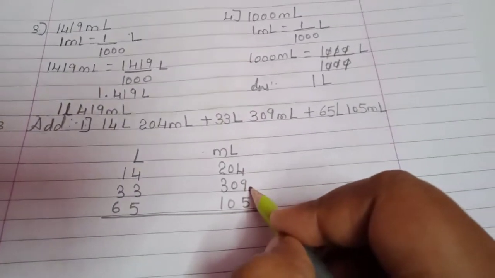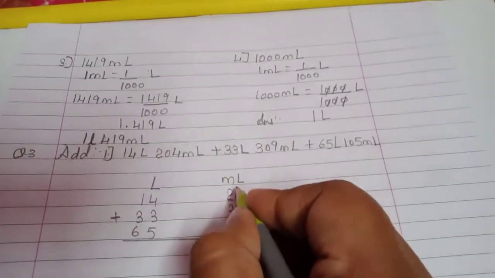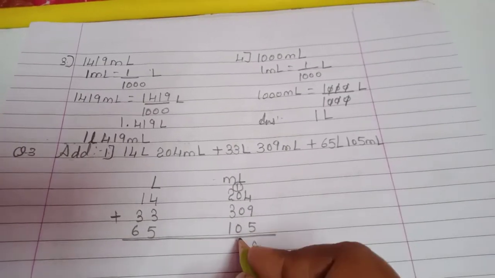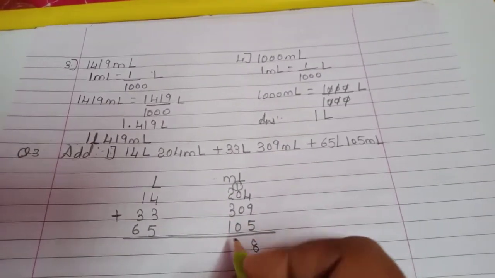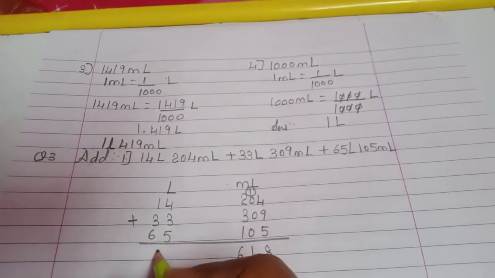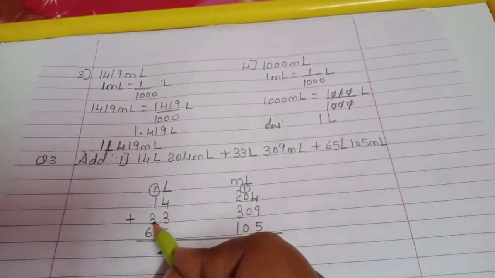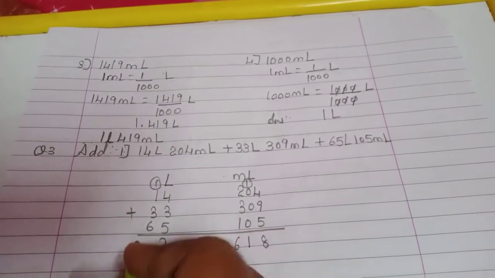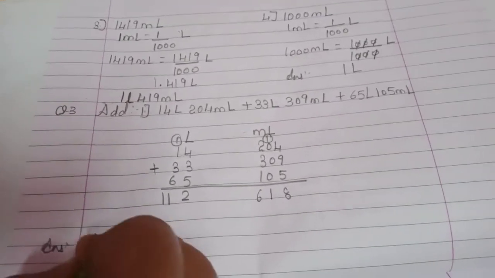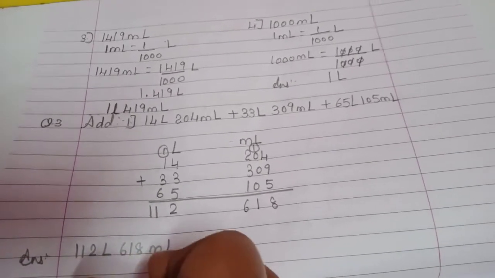So 4 plus 9 is 13, 13 plus 5 is 18, so 8 we will write down, 1 will be carried over. 1 plus 0 is 1, 1 plus 0 is 1, 1 plus 0 is 1, 2 plus 3 is 5, 5 plus 1 is 6. Then 4 plus 3 is 7, 7 plus 5 is 12, so 2 we will write down, 1 will be carried over. So 1 plus 1 is 2, 2 plus 3 is 5, 5 plus 6 is 11. So our answer is 112 liter 618 milliliter.